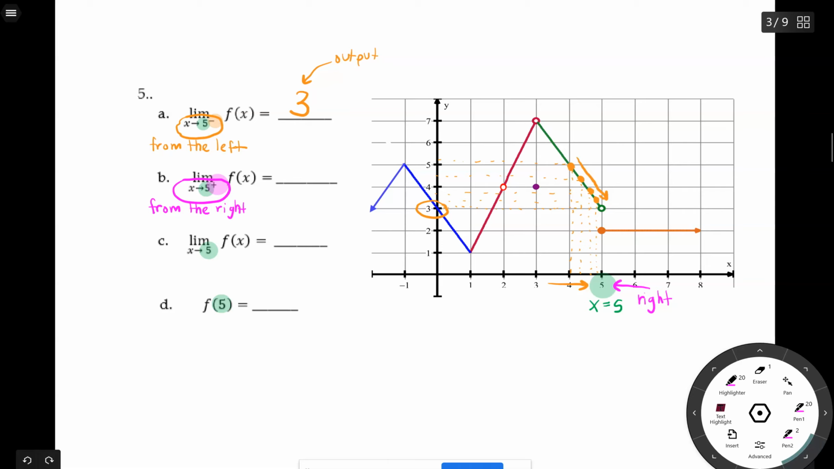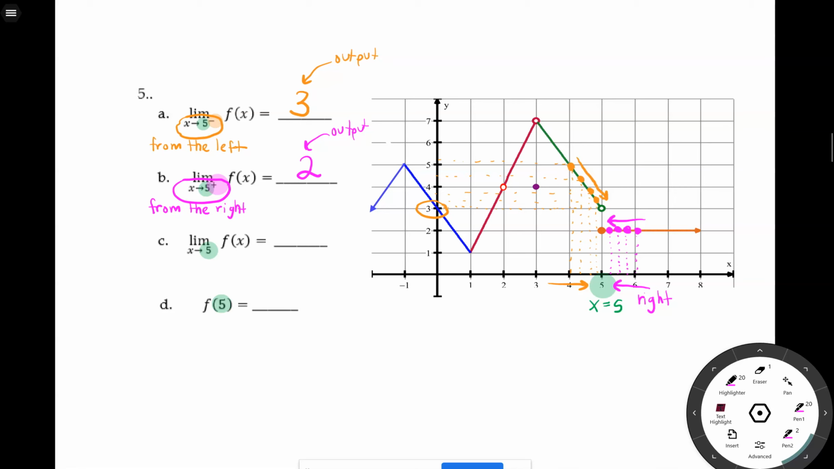Okay, so let's start over here at 6. At 6, I have a height of 2. And I get a little closer to 5 and the height is still 2. I get a little closer to 5 and the height is still 2. I get even closer and the height is still 2. So what height am I approaching as my inputs get closer and closer to 5 from the right? Yeah, that output's approaching a height of 2.